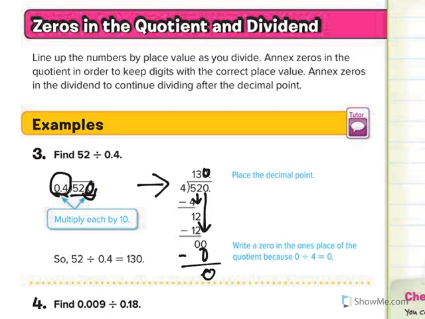Okay? Or you can say once you get 0 down here, you have to annex zeros above any of the remaining zeros that might be in the dividend. So 52 divided by 4/10 equals 130.